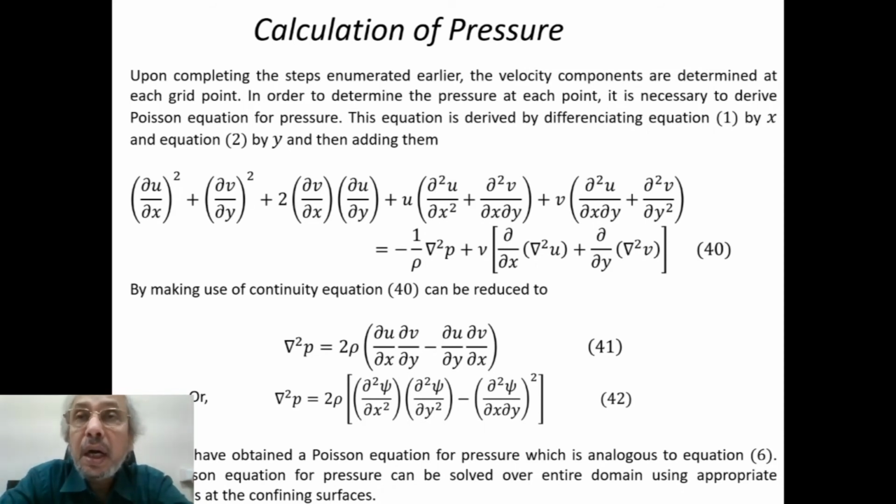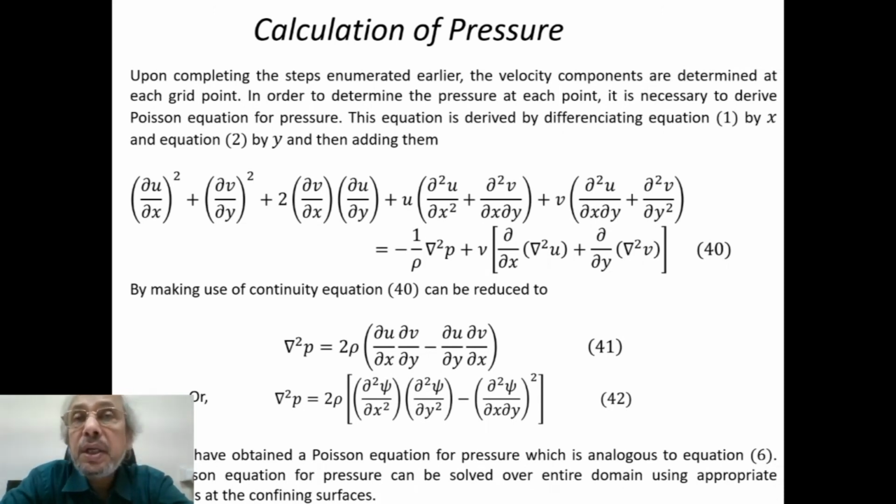But since we did not handle pressure at all, we eliminated pressure by formulating the problem based on the vorticity transport equation. So pressure is not obtainable from these values.